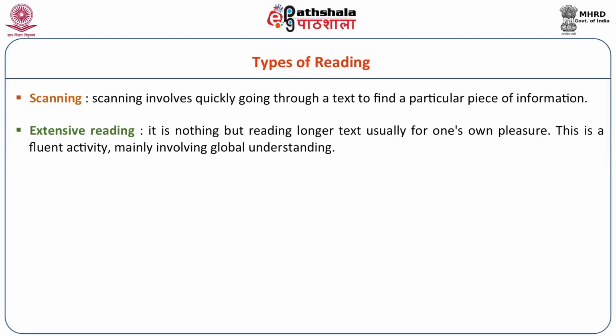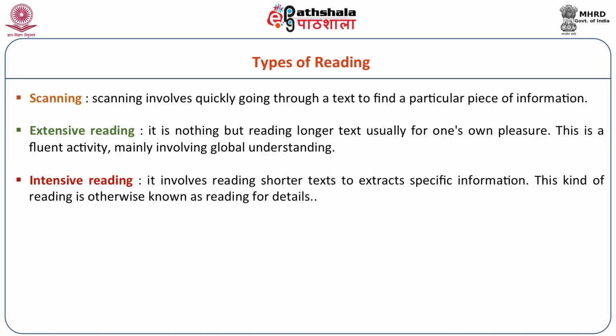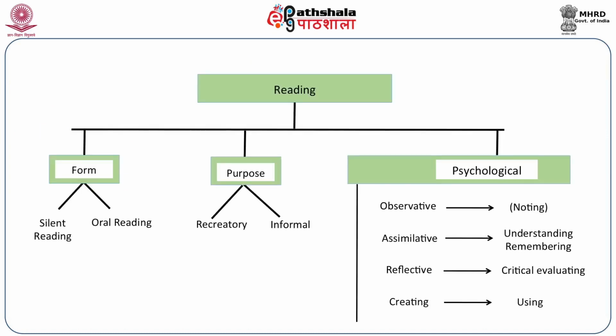This is a fluent activity, mainly involving global understanding, or going through a complete novel and the writer of my choice, whatever he has written. Intensive reading involves reading shorter texts or extracts for specific information. This kind of reading is otherwise known as reading for details, usually the academic kind of reading. In this diagram, you can see that readings are of three types: form, purpose and psychological process. Form is silent reading and oral reading. Purpose: recreatory, information and some others that may depend upon the reader. Then the psychological process like observatory or assimilative, reflective or creative.